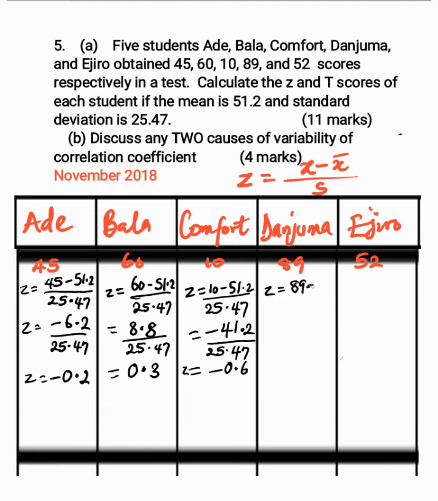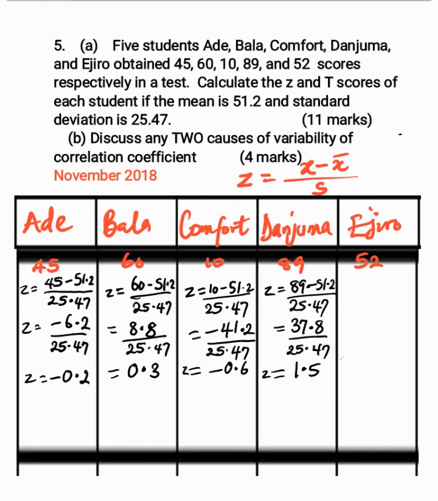Then for the raw score of 89, we're going to have the z-score to be 89 minus the mean, which is 51.2, over the standard deviation, 25.47. And this is going to give us 37.8. Please confirm 37.8, and then we divide it by the standard deviation, 25.47. So the Z score is going to be approximately 1.5.